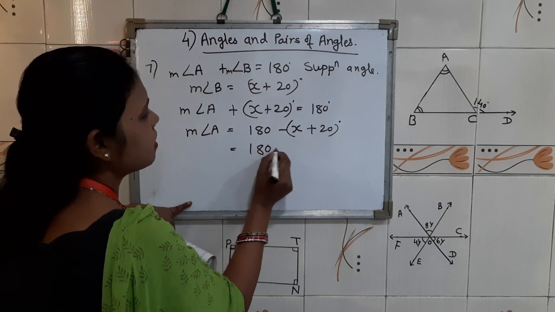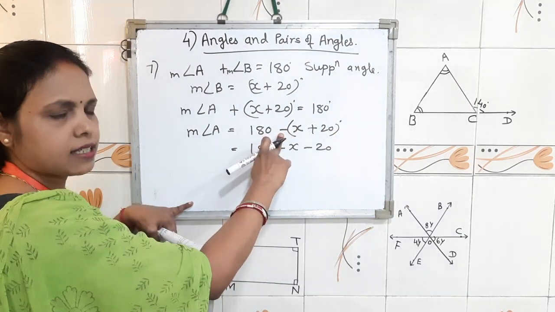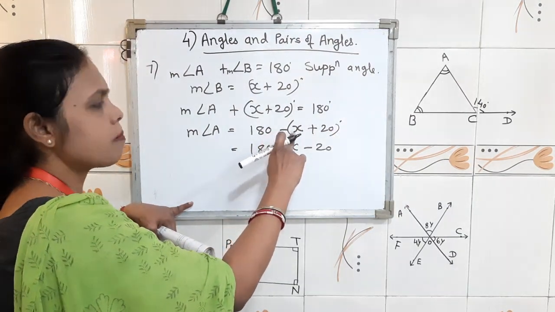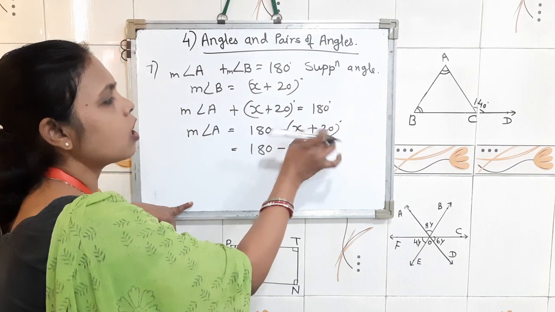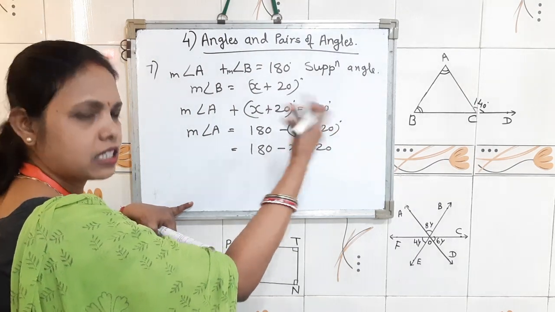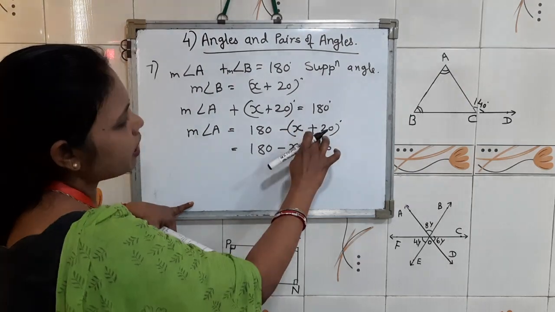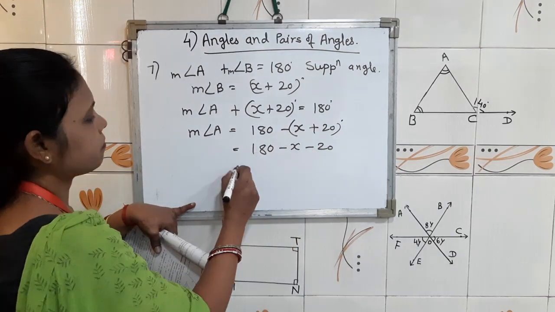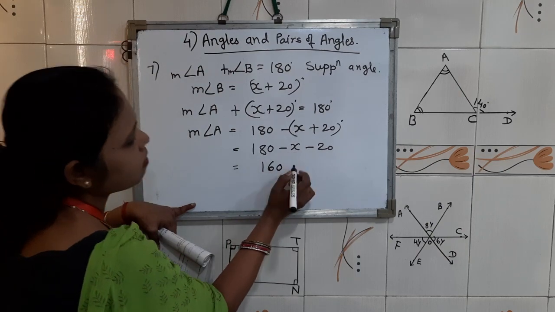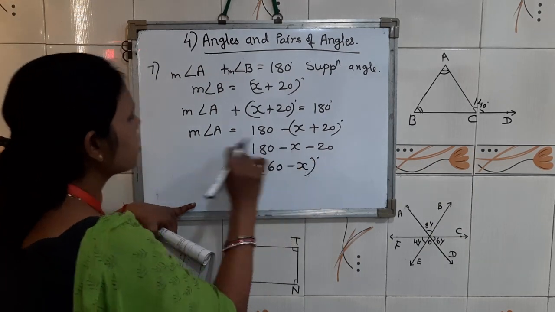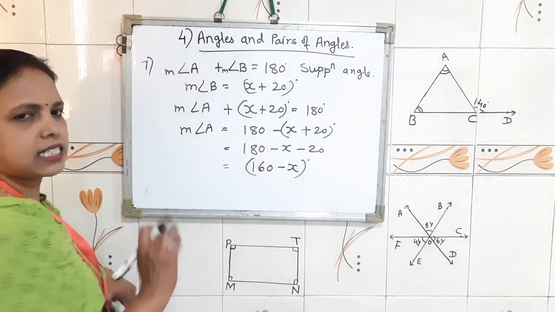Then 180 minus x minus 20, because before the bracket the subtraction sign is there. When you remove the bracket, whatever the sign is inside the bracket, for all variables or numbers, it will change. For example, plus x will change into minus x. Plus 20 will change into minus 20. 180 minus 20, the answer is 160, and minus x. So children, the measurement of angle A equals 160 minus x degree.